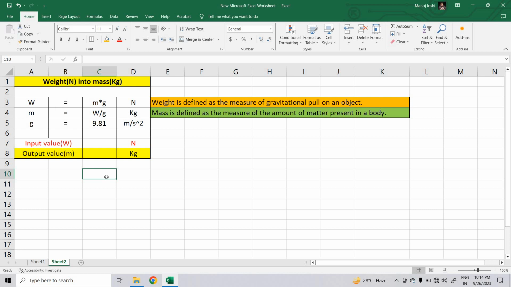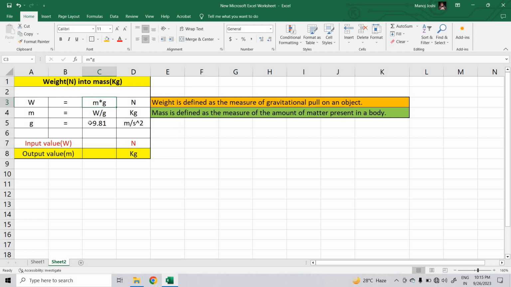In this video, we are going to discuss how to convert weight into mass, right? This is one of the simple unit conversion videos, okay? So let's discuss how to convert weight into mass, okay?